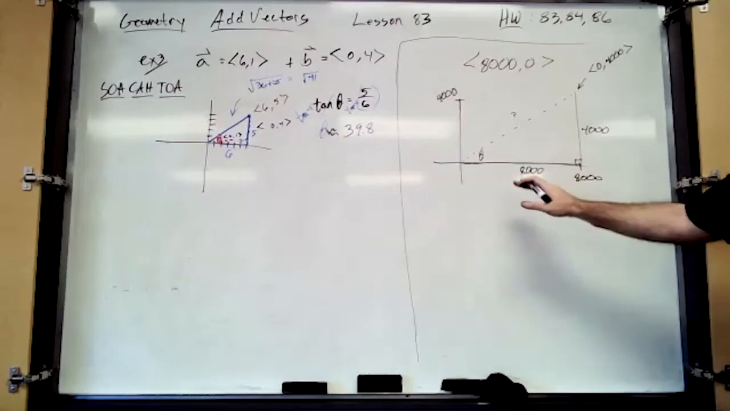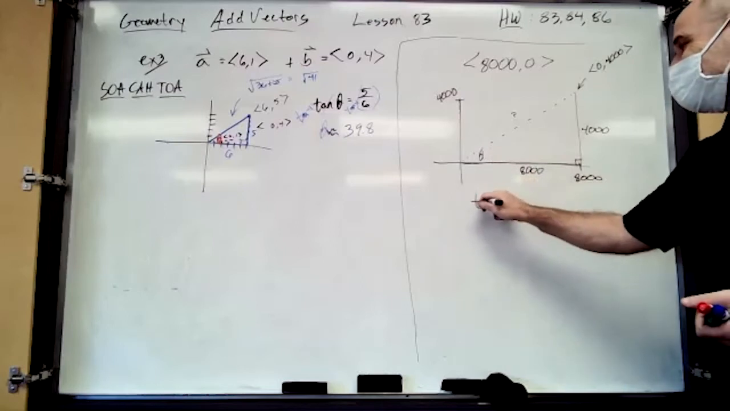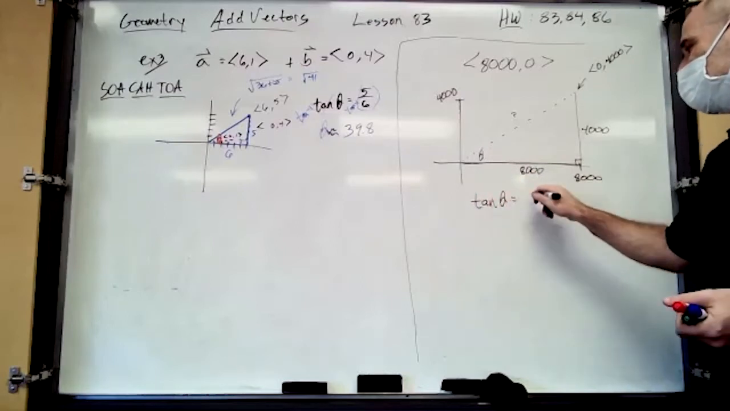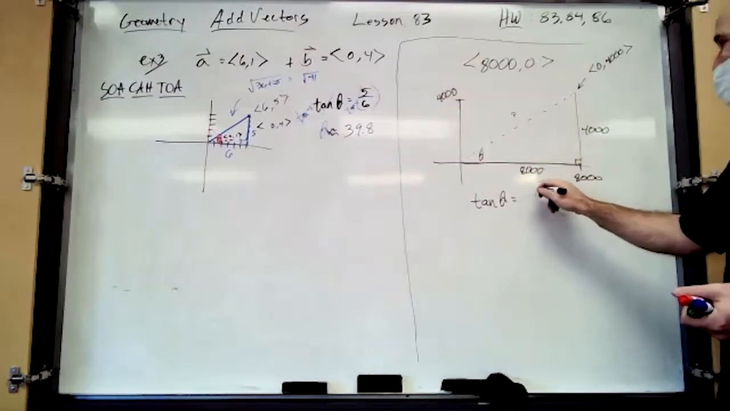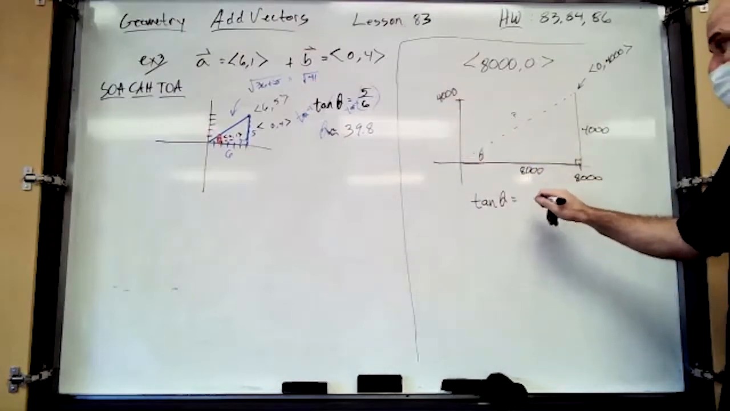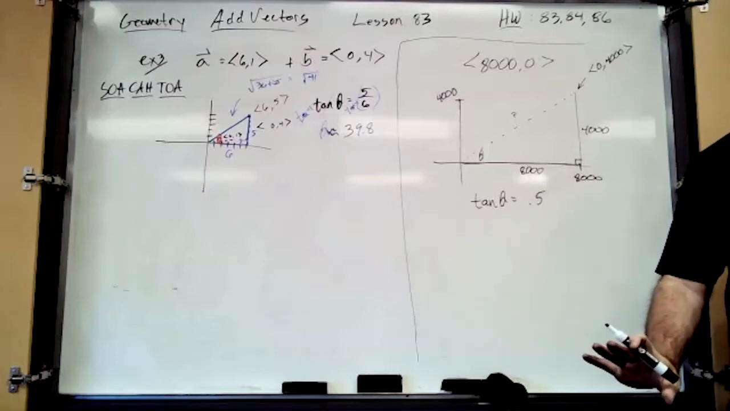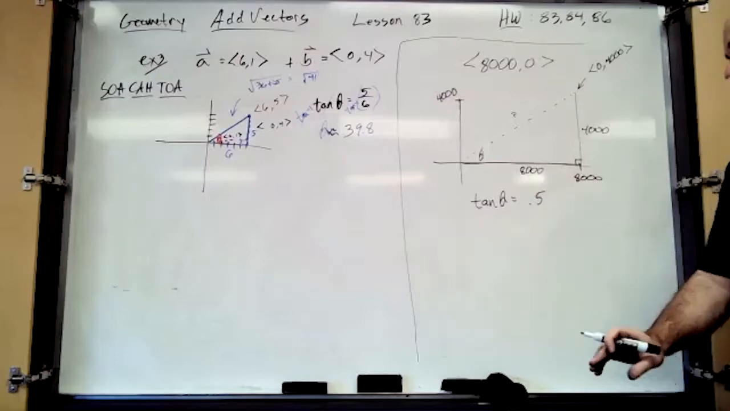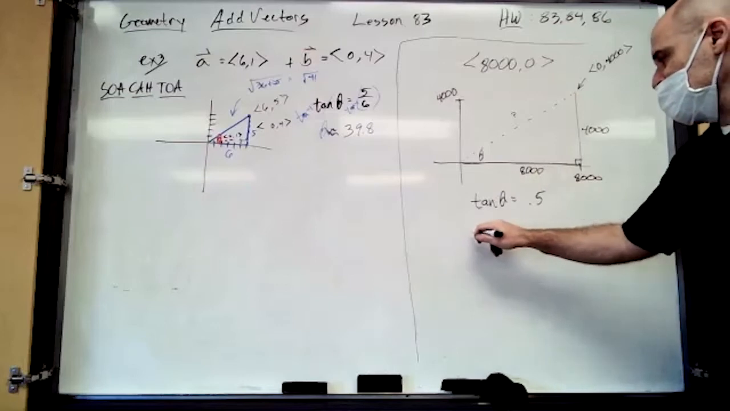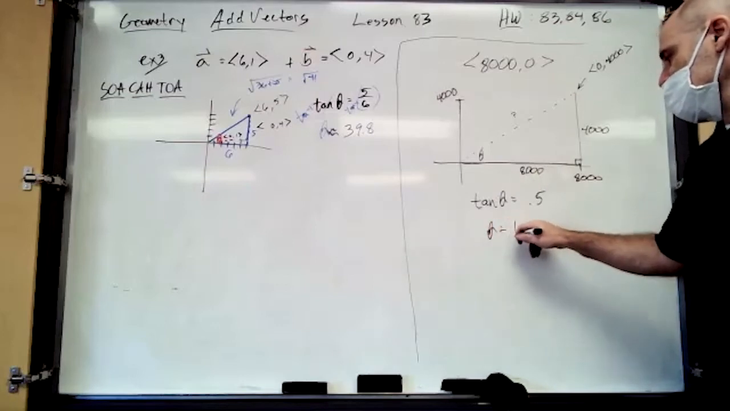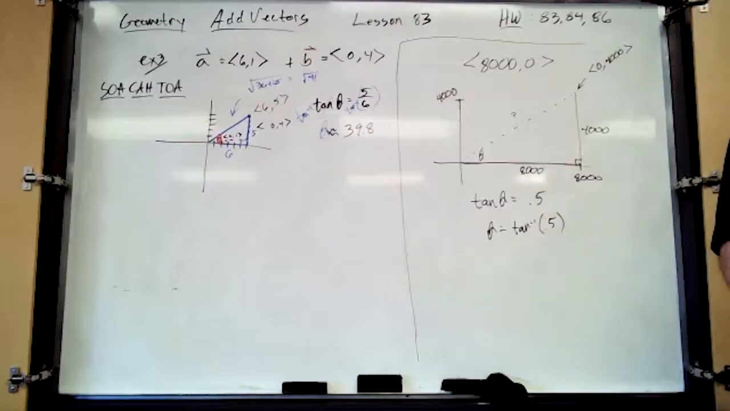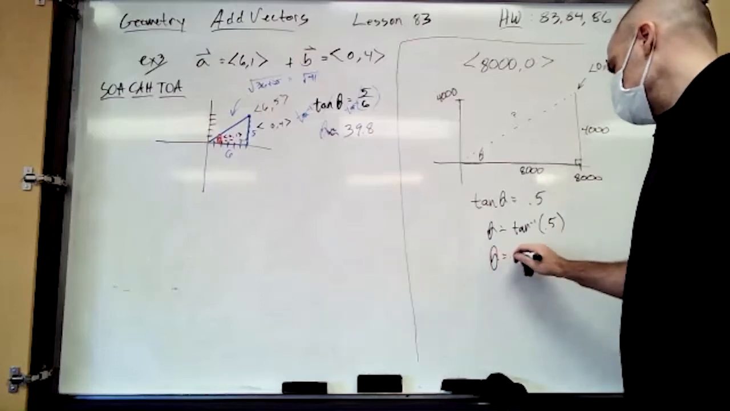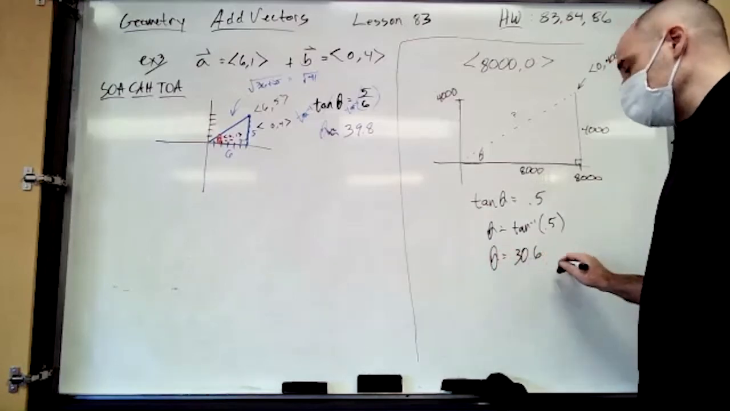Yep, so if I wanted to find this, that's tangent of theta equals opposite over adjacent. So 4,000 divided by 8,000, I'm just going to say 0.5. Everybody okay with that? Because that's what 4,000 divided by 8,000 is. So theta equals inverse tan of 0.5. What's the inverse tan of 0.5? Okay, so theta equals 30.6. Now we've got our direction.